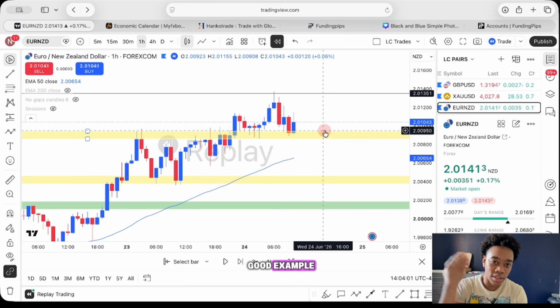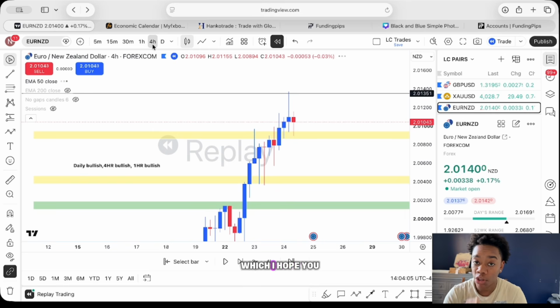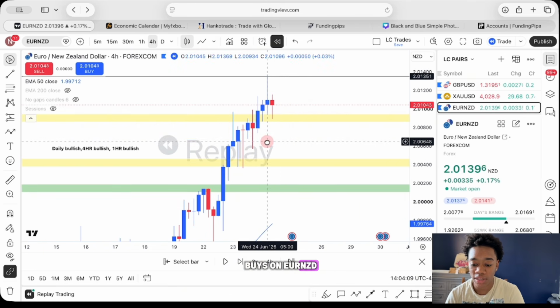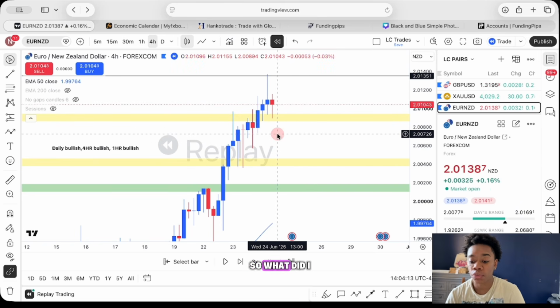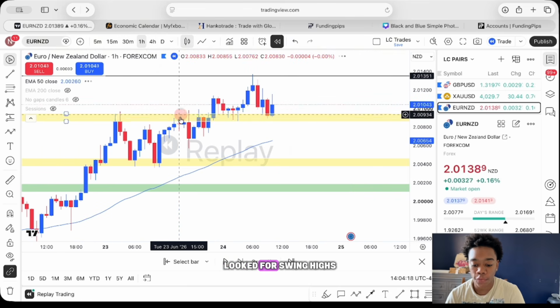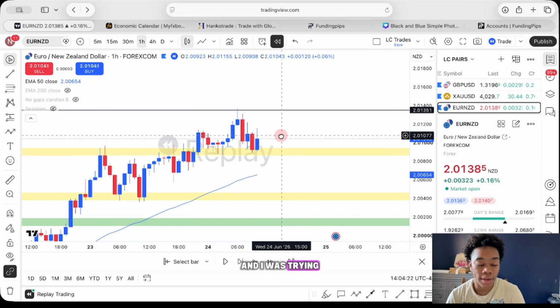It is a very good example and I'm going to explain why. If you're watching my video on Monday, which I hope you did, you know that I was looking for buys on EURNZD. So we never got a correction. What did I have to do? I personally scaled down, looked for swing highs and swing lows on the 1 hour, and I was trying to get in. I did not get into EURNZD actually.